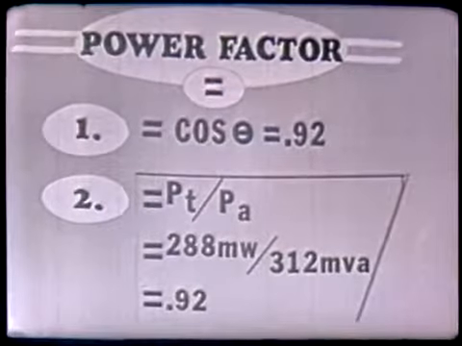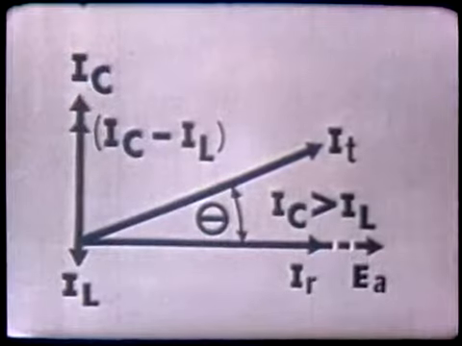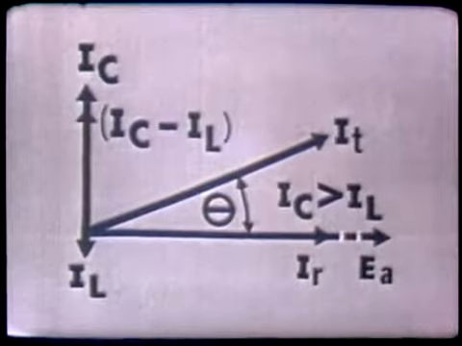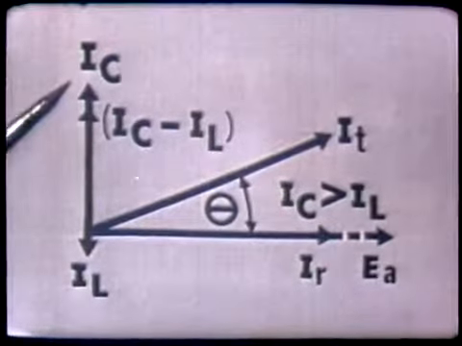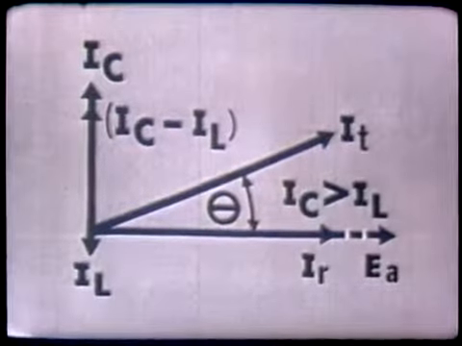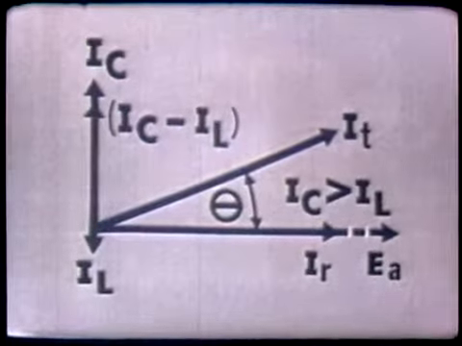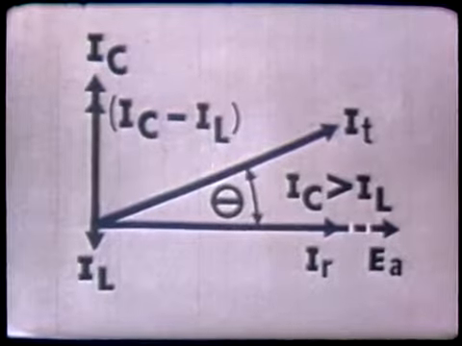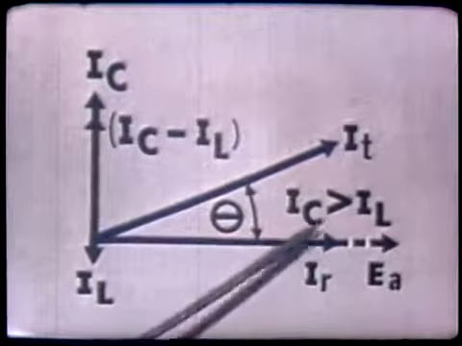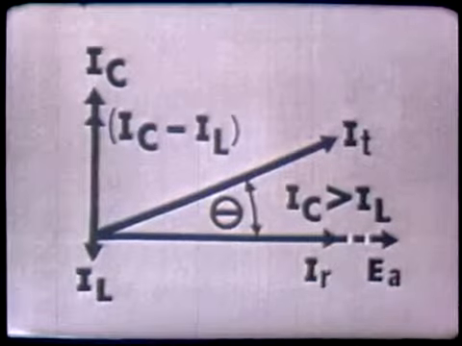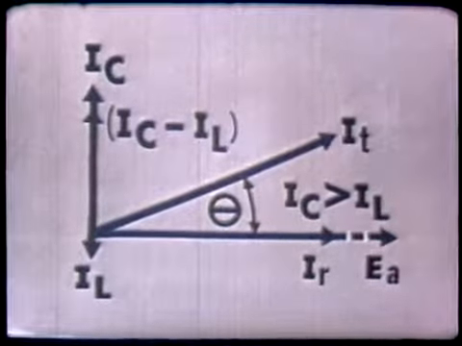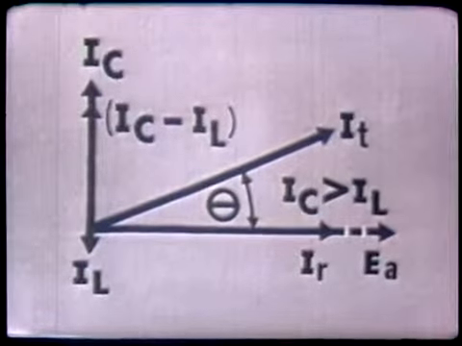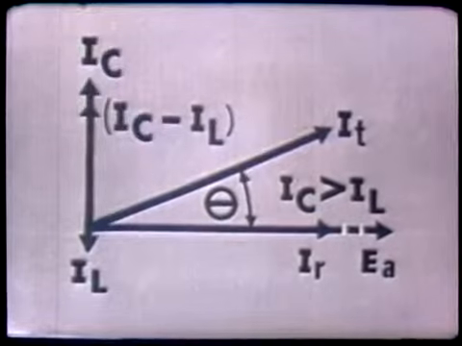Well, throughout the lesson, I have been using a circuit to obtain a resultant current vector like this one, where IC is greater in magnitude than IL. This being the case, our total current leads our applied voltage by the phase angle. And as I said, IC would have to be greater than IL. Well, with a condition such as this, our circuit is acting capacitively because we have a leading phase angle.